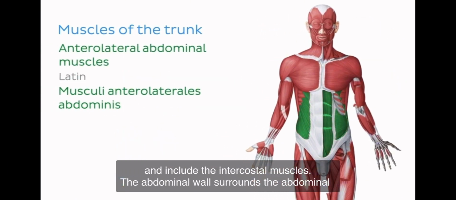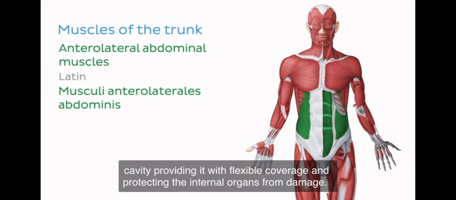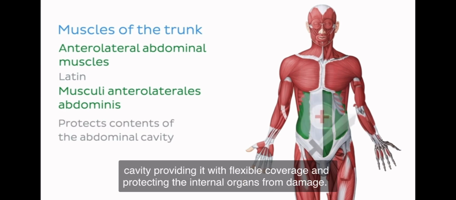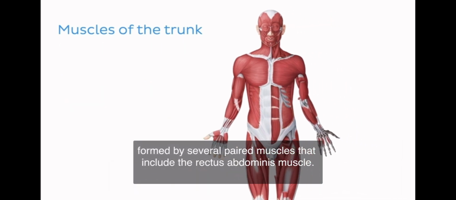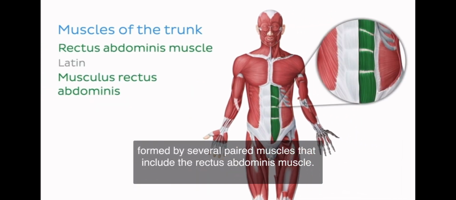The abdominal wall surrounds the abdominal cavity, providing it with flexible coverage and protecting the internal organs from damage. This is a complex structure that consists of numerous layers, which include a muscular layer formed by several paired muscles that include the rectus abdominis muscle.